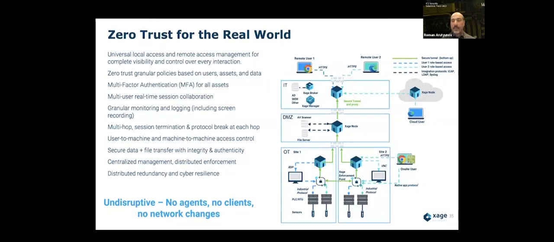In fact, there's no VPN either, right? So that user is always remote. That user is never inside the network, and the malware that may be on that machine is always external, never inside the operation. There are many other things that we support, like file transfer with scanning, session collaboration for multiple users, shadowing, recording, a variety of other capabilities as well.